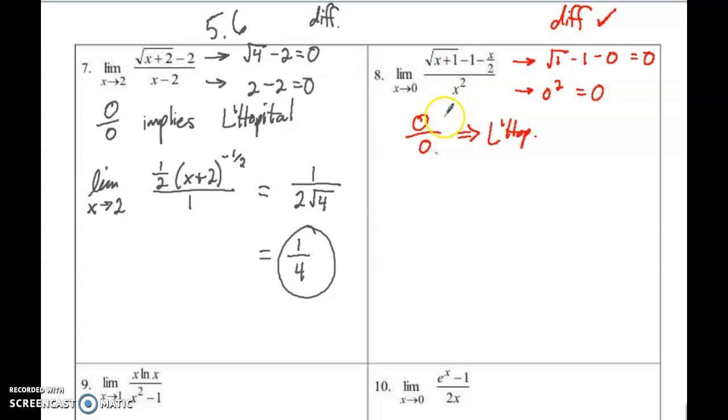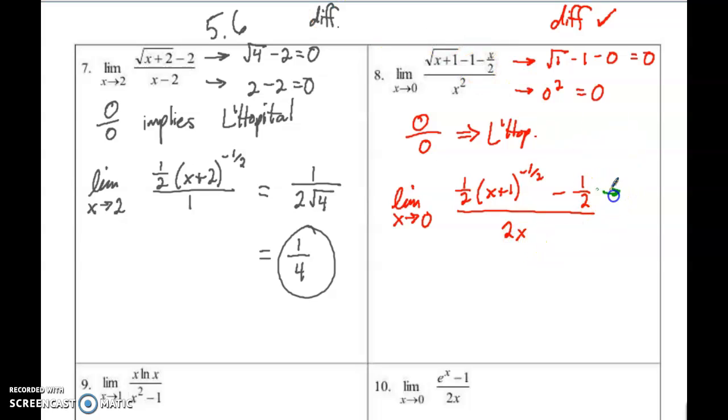And then you can take the derivative of the top, limit as x approaches 0, bring the 1/2 in front. x plus 1 is now to the -1/2 power. Derivative of -1 is 0. Derivative of -x over 2 is just 1/2, all over 2x.